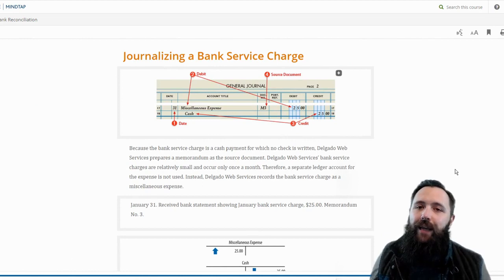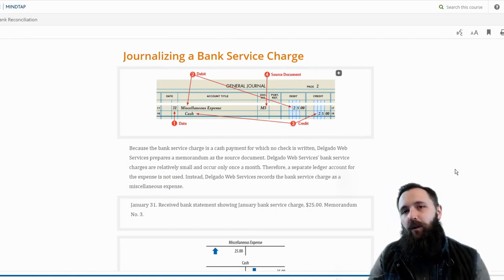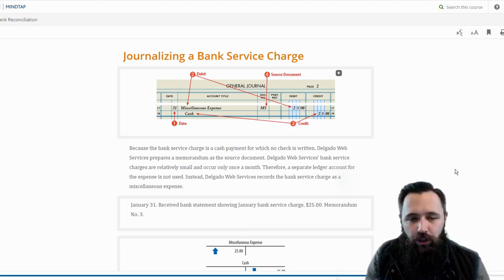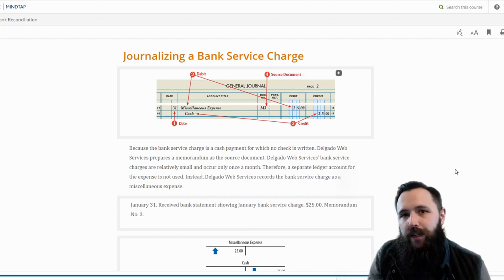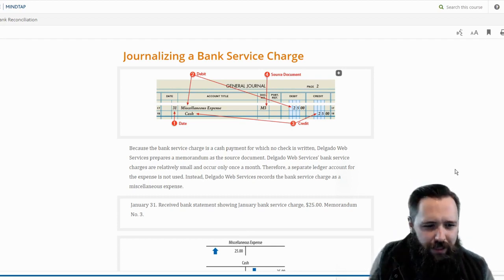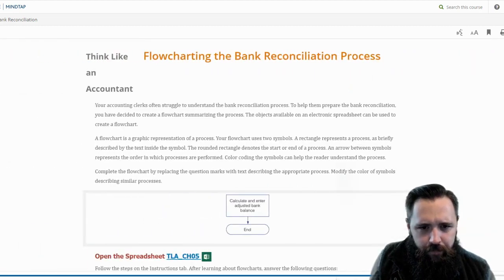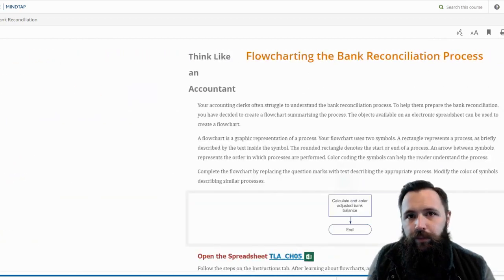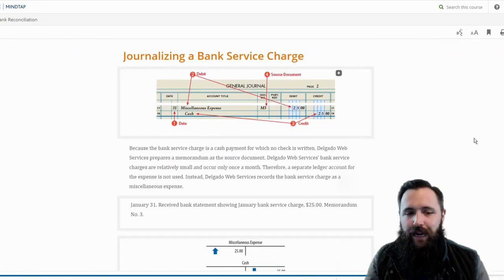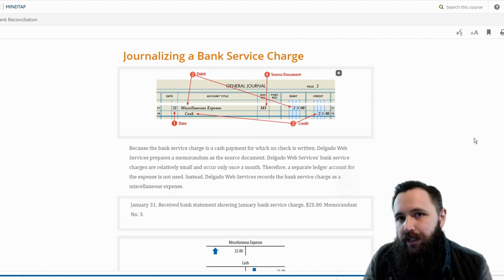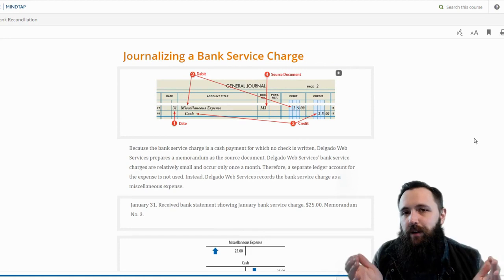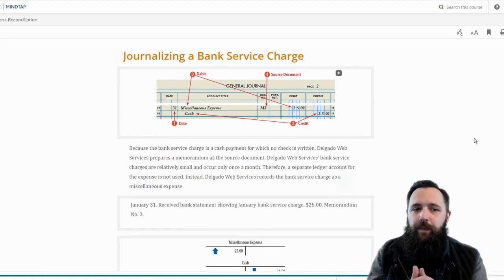Once we do this and we update our checking account, the next thing that we're going to do is we have to actually journalize this bank service charge. So now we go into our general journal and we're going to record a miscellaneous expense. It was a supplies expense or something like that? I think it was. Oh, it was a service charge. Well, we don't have a service charge account, so we're going to record it under miscellaneous expense because there's probably not that many service charges, or we just don't think it's a big enough account to have on its own. We'll put it into miscellaneous expense.